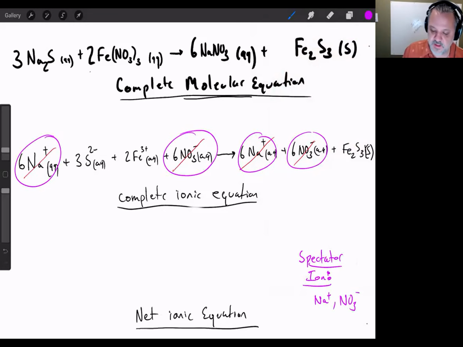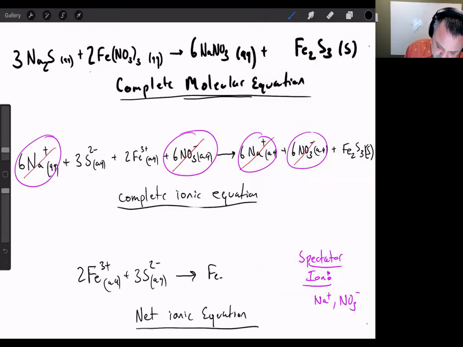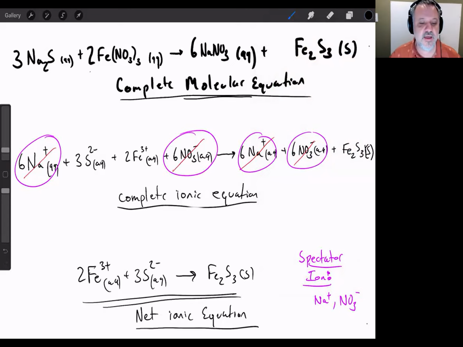These are the spectator ions. The net ionic equation is what will be left. 2 iron 3 plus aqueous plus 3 sulfides aqueous form Fe2S3 solid. This is the net ionic equation. It describes the actual chemical changes from aqueous to solid based on our solubility rules. This is what actually happens.